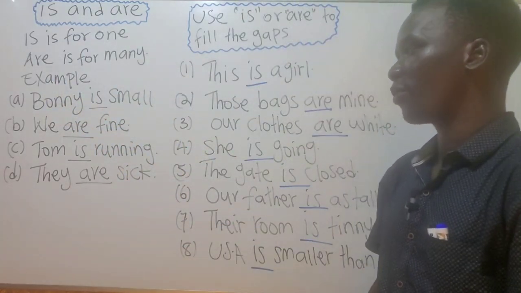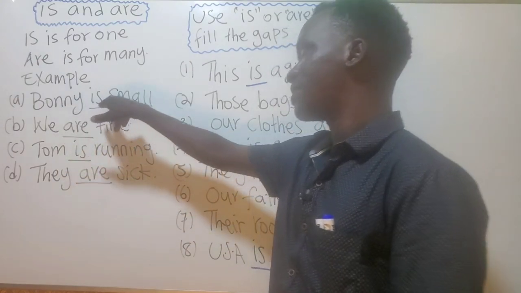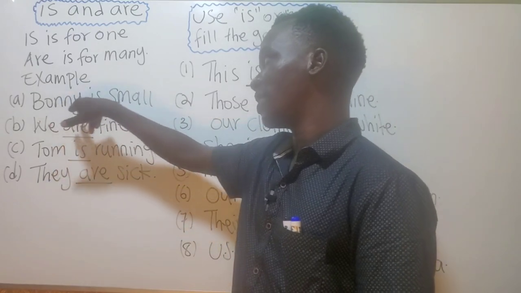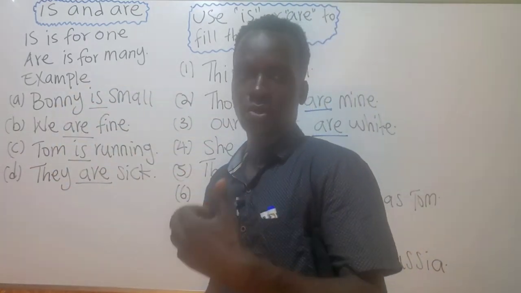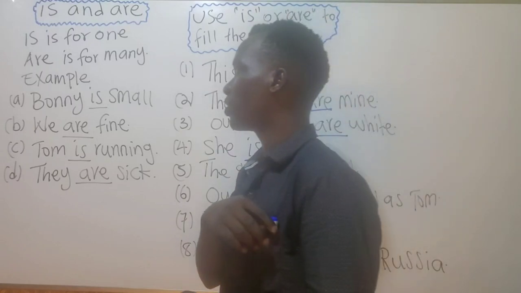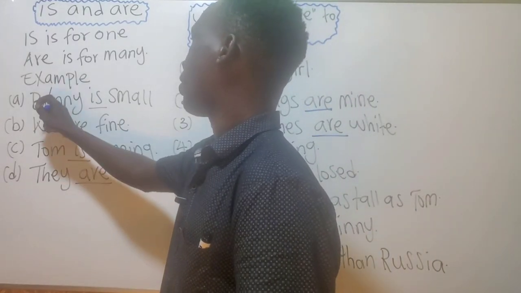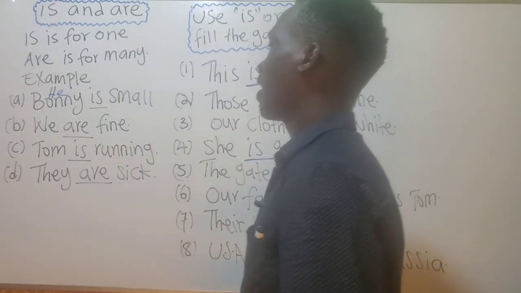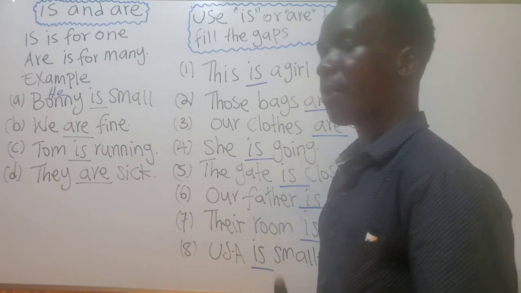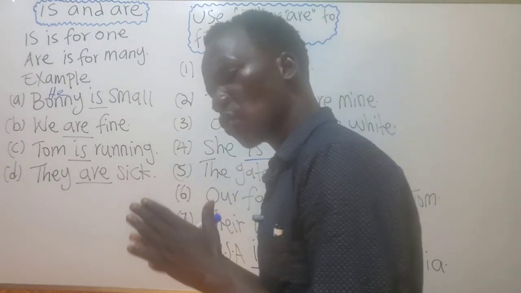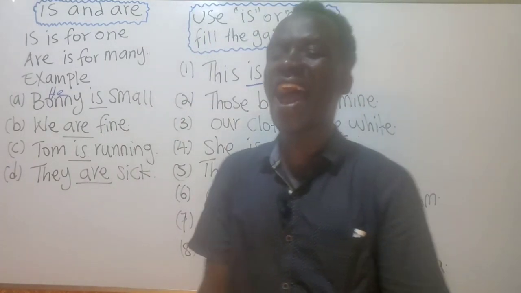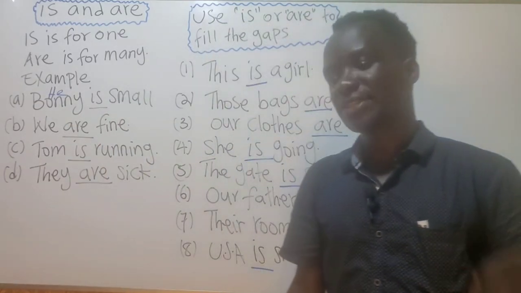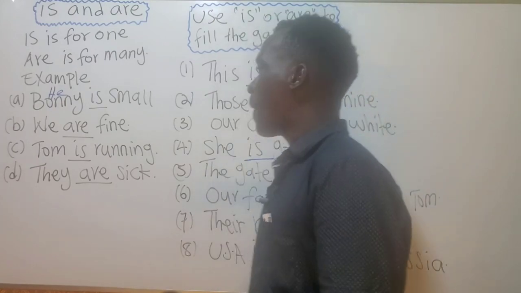For example, we have Bonnie is small. Bonnie is one person. Bonnie is a boy. Is is under the pronoun he. Bonnie is sick. We are talking about Bonnie. Today's class is so simple. I believe you will understand it, and when you understand it, it will be my happiness and pleasure.